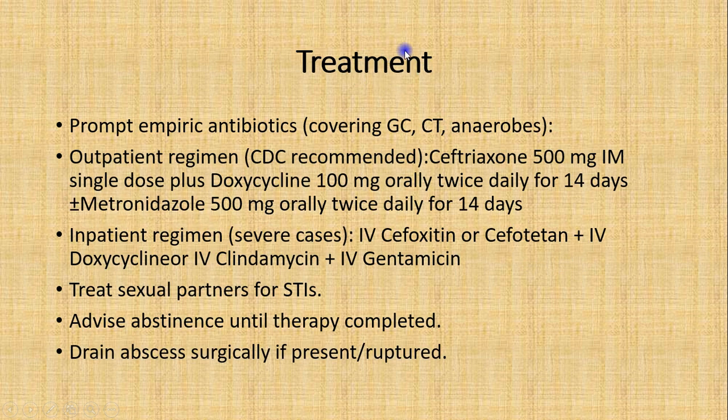How do you treat PID? Prompt empiric antibiotics covering Neisseria gonorrhoeae, Chlamydia trachomatis, and other anaerobes. Outpatient regimen, CDC recommended: ceftriaxone 500 mg intramuscular, single dose, plus doxycycline 100 mg orally twice daily for 14 days. Can either give metronidazole 500 mg orally twice daily for 14 days or not.